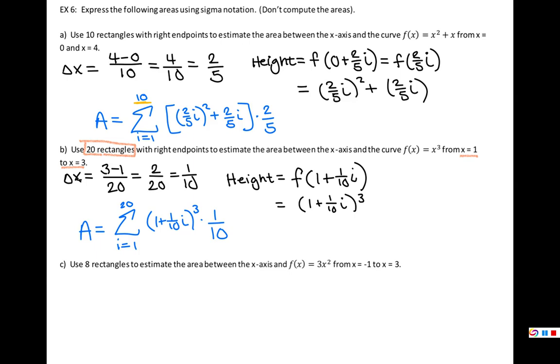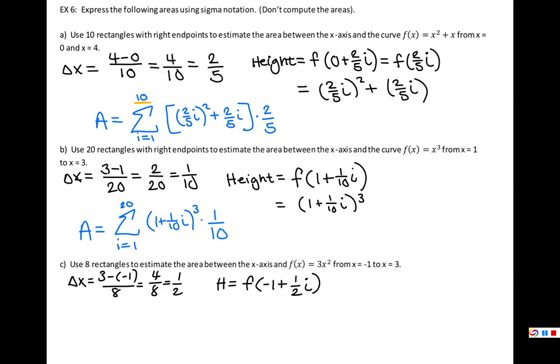All right, let's do one more. Feel free to pause if you want to try this one on your own. But we are going to use 8 rectangles to estimate the area between the x-axis and y equals 3x squared from x equal -1 to x equal 3. So let's find the delta x first. 3 minus -1 is 4, or you could think of it as -1 to 3 is 4 units, dividing into 8 rectangles. 4 divided by 8 is a half. So there's my width, my delta x.